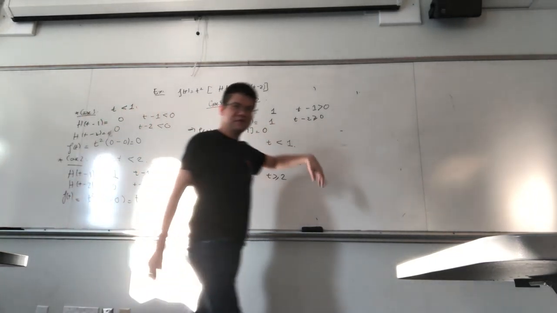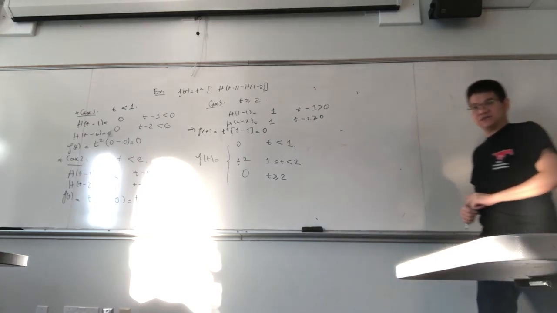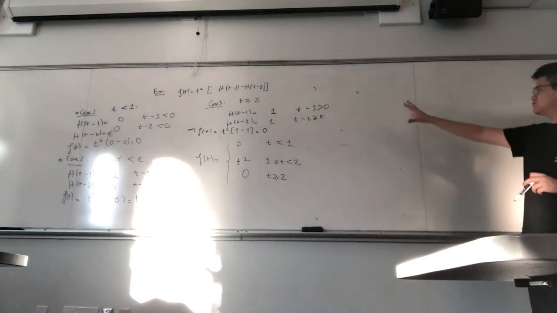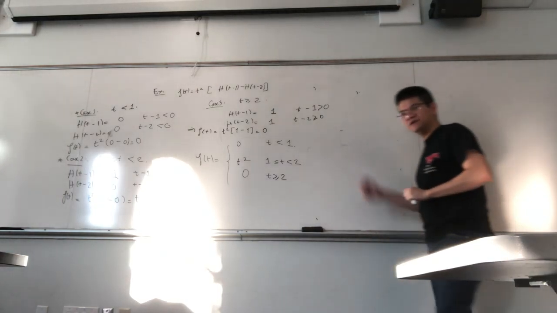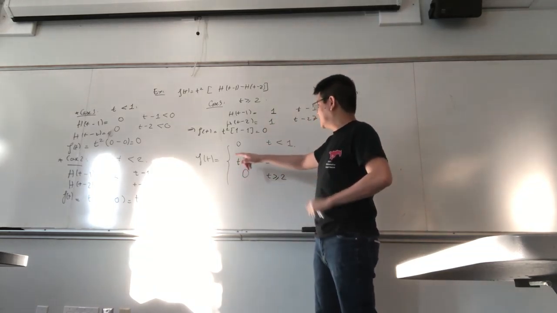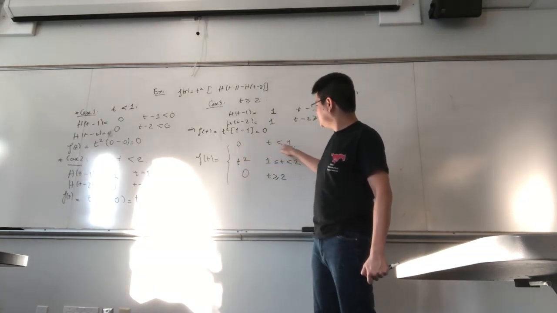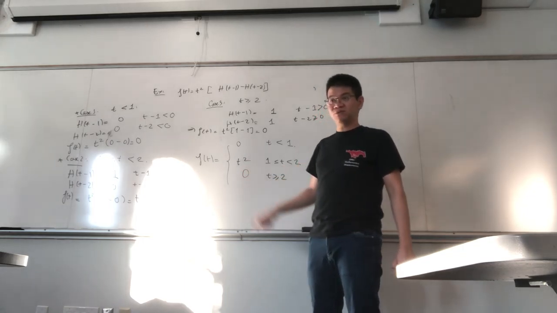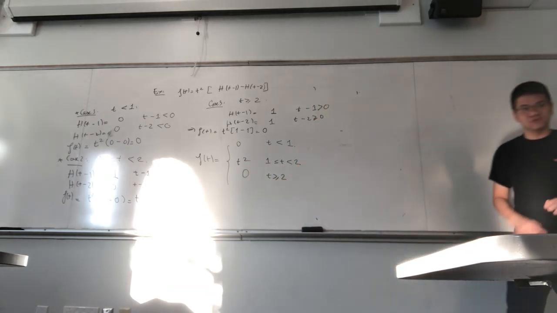In the last case, both Heaviside functions are 1, so the difference is 0, so f of t will be 0. Which means that f of t will be 0 when t is smaller than 1 and bigger than 2, and this is t squared from 1 to 2, right?